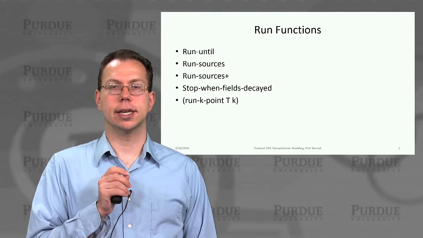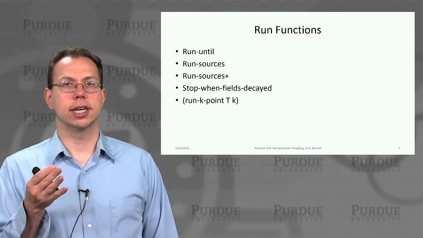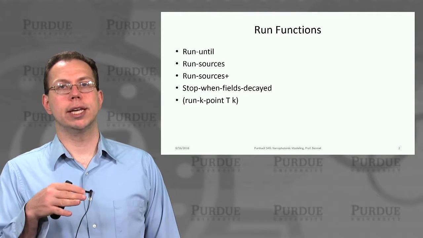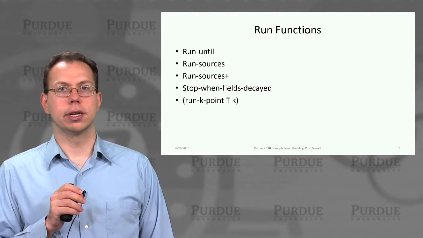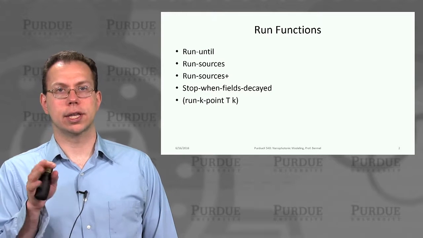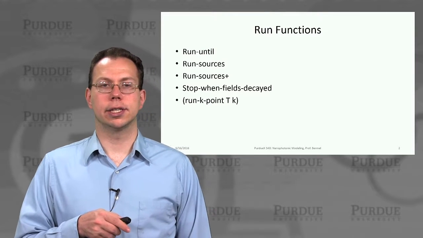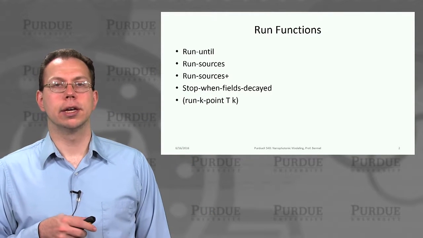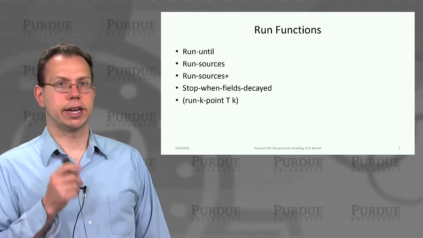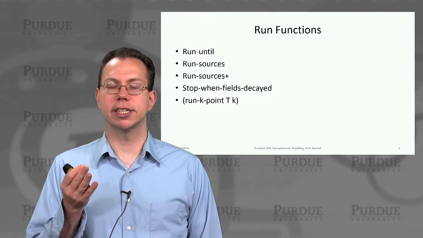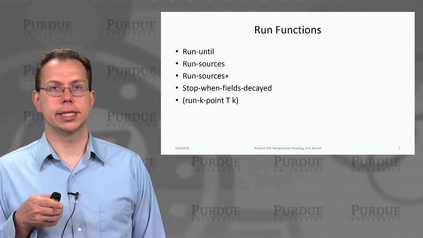Stop when fields decayed is an interesting approach in which you excite the system with a certain set of sources, but then wait until the fields have decayed by a certain fraction of the maximum value of the energy in the system. That is a fairly flexible and nice way to do a lot of calculations. And then there's run k-point, which can also be useful if you're trying to calculate band structures, akin to what we had in Unit 1, but through the finite difference time domain method instead. The advantage of doing that is that you could include materials that couldn't be included otherwise in the eigenmode solvers.